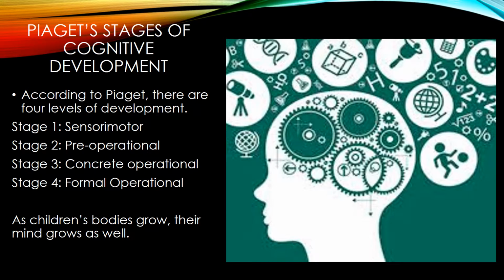Piaget's stages of cognitive development. According to Piaget, there are 4 levels of development. Stage 1, sensory motor. Stage 2, pre-operational. Stage 3, concrete operational. Stage 4, formal operational. The previous mindset that children had the ability to conduct reasoning like adults was now concluded that children had to grow with their mind just as their bodies grew.